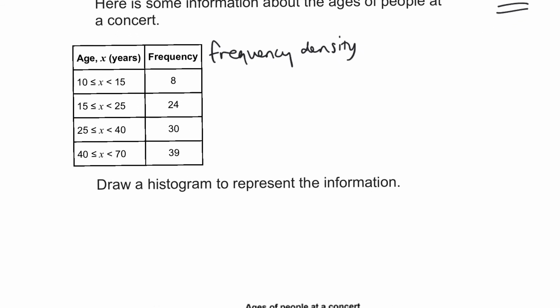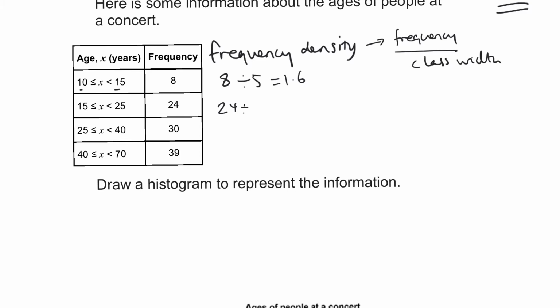So our frequency density is frequency over class width. In this case, it would be 8 divided by 5, because the class width is the difference between the highest and the lowest value in the width. So that would be 1.6. Then 24 divided by 10, which would be 2.4. Then 30 divided by 15, which would be 2. And then 39 divided by 30, which would be 1.3. Okay, so now we've worked out all those values.